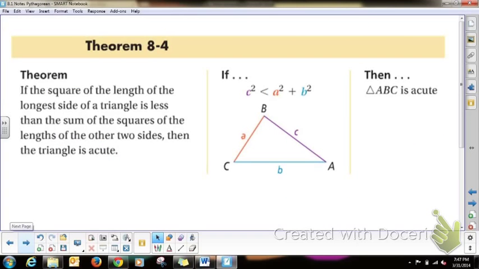The next theorem, theorem 8.4, it's the same idea. If the square of the longest side of the triangle is, in this case, less than the sum of the squares of the lengths of the other two sides, then the triangle is acute. So again, you always want to put the longest one first when you're doing this. And you want to determine, is it greater than, less than, or equal to? And that will tell us whether or not it's acute, obtuse, or right. So, if the longest side squared is less than the shorter two sides squared added together, then it's acute.